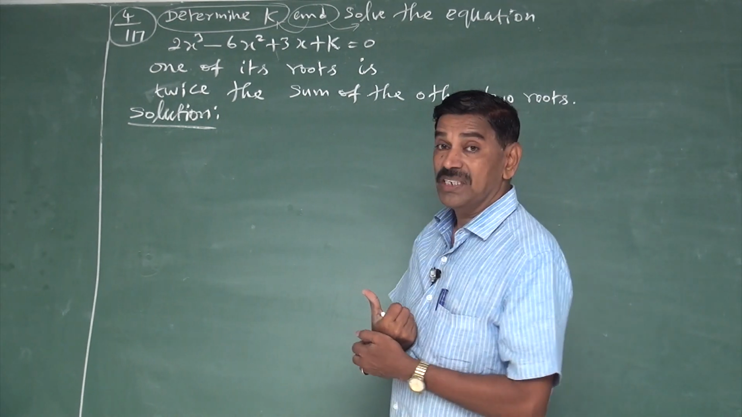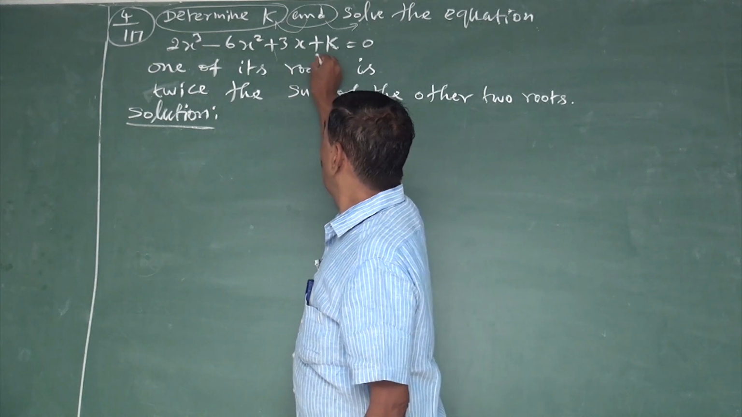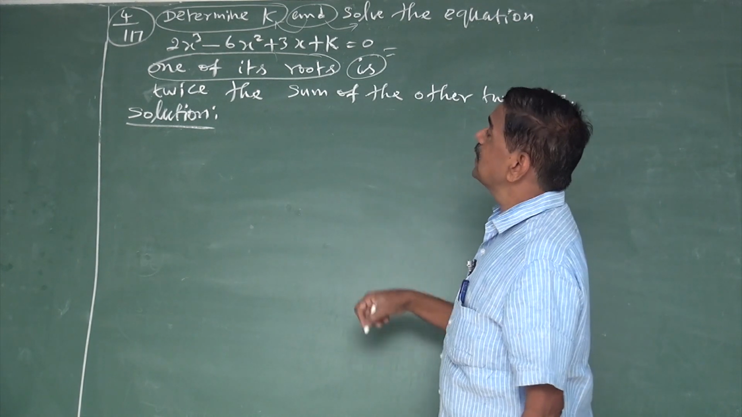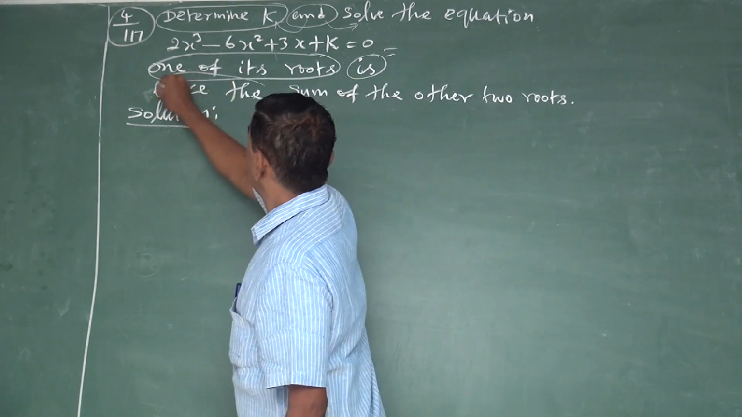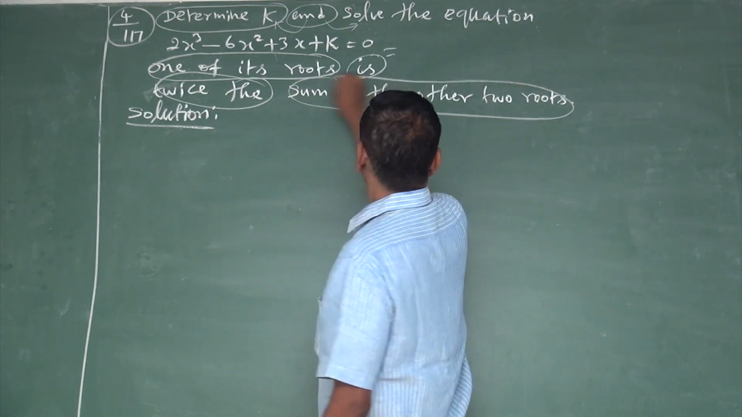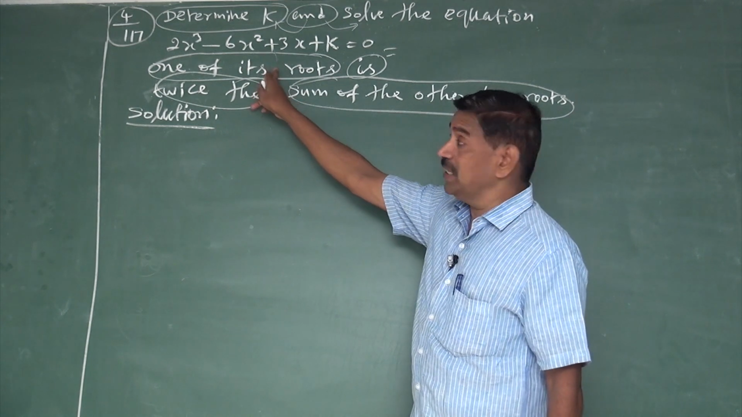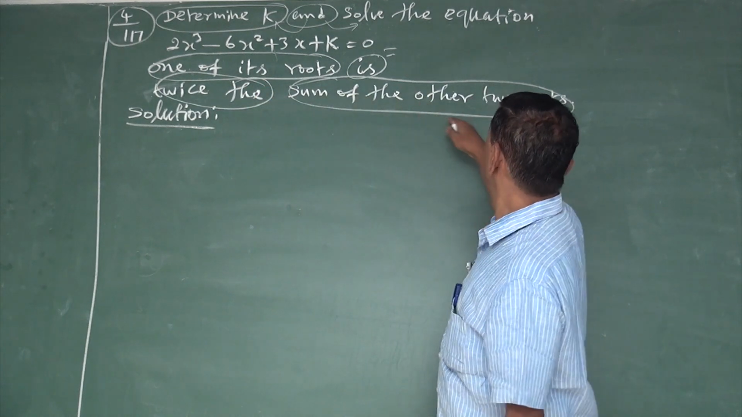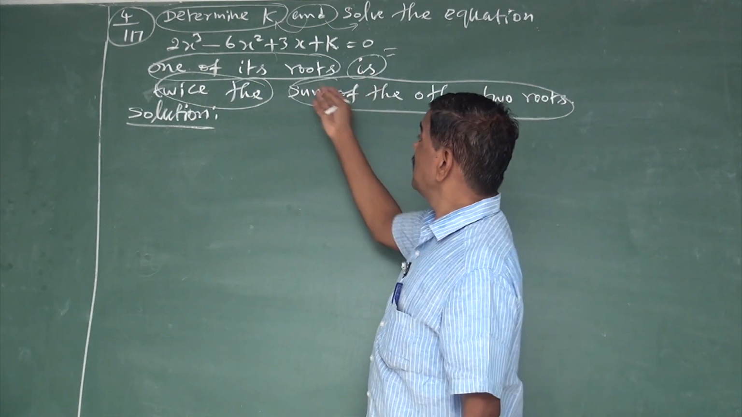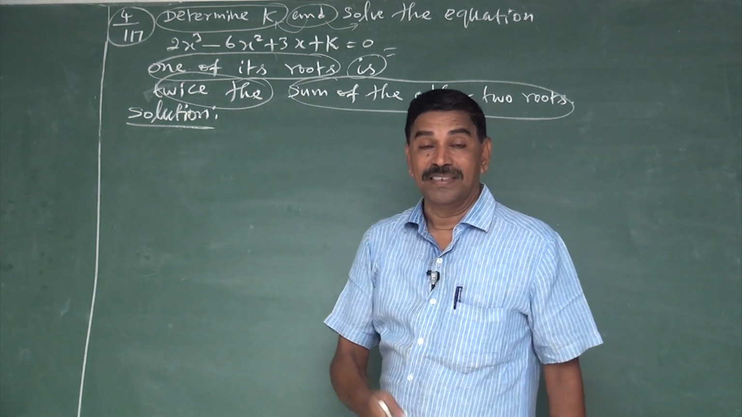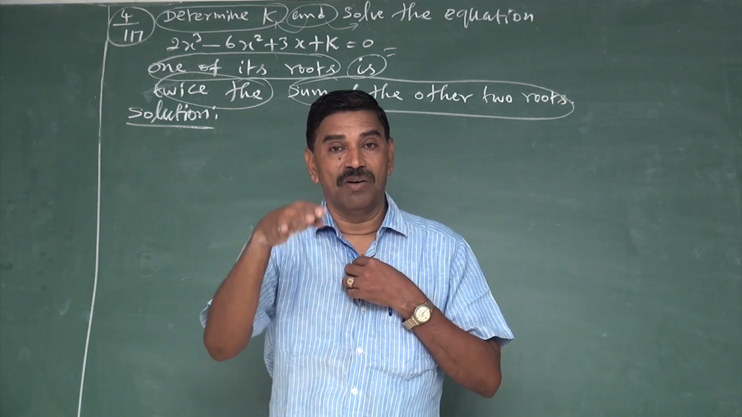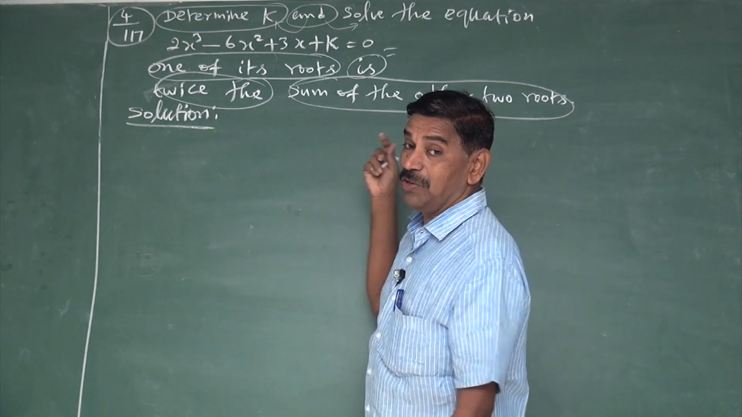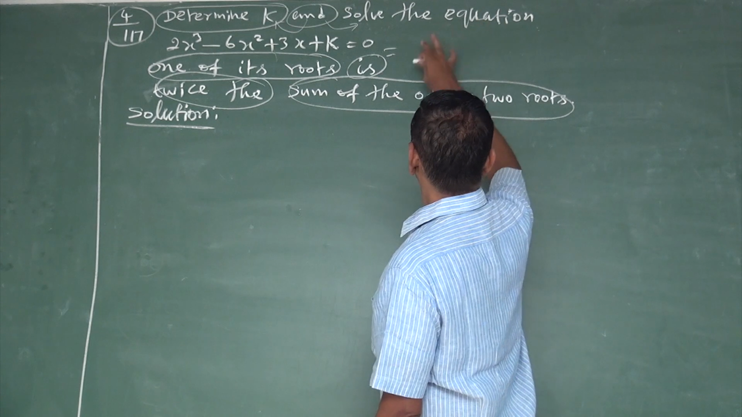Any one of you, read the question. Listen. One of its roots is twice the sum of the other 2 roots. That's all. Before I explain, this is the introduction and the idea given for all the 4 sums. Now, what is the third root? Twice of alpha plus beta. Listen, we want to prepare rough work.